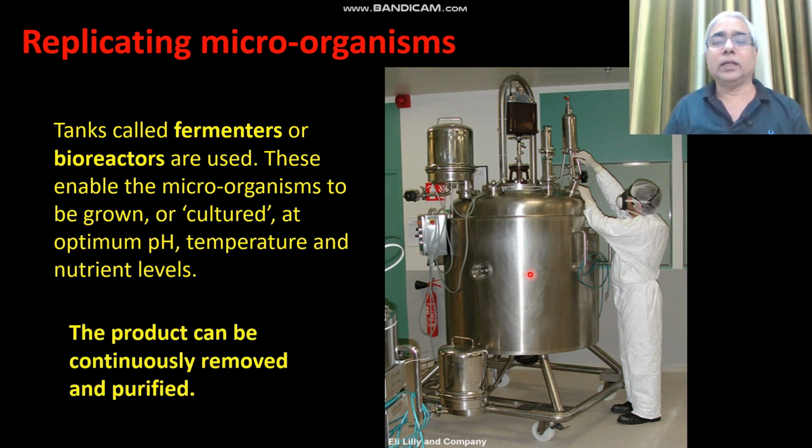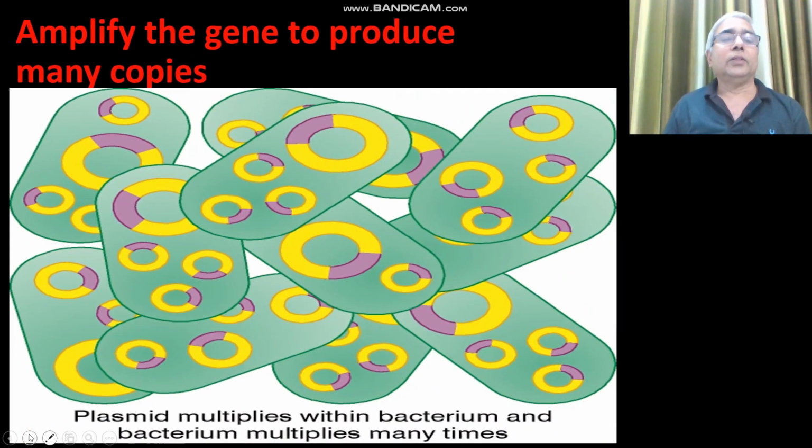The product is continuously removed and purified. In this way, this is the whole tank fermenter in which the bacterial culture is maintained. Once the bacteria have been cultured, you can see that these are the plasmid vector sequences in which our DNA inserts are present. So in this way, from a single DNA molecule, we have developed millions of copies of those inserts, or you can say foreign DNA, or you can say your gene of interest.